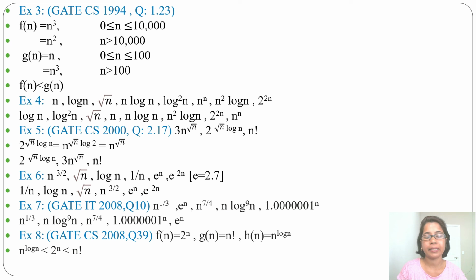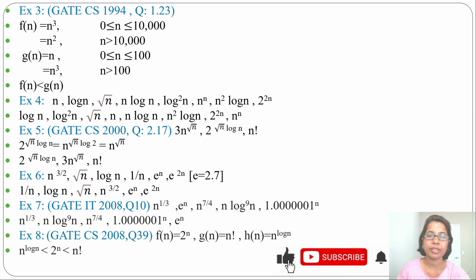I discussed 8 examples of order of growth. I think this much is enough. I solved by comparing functions according to their type. You can substitute some number in place of n and compare, or you can compare by the limit function. I just solved in the simplest way. You can solve with whichever method you find easy.